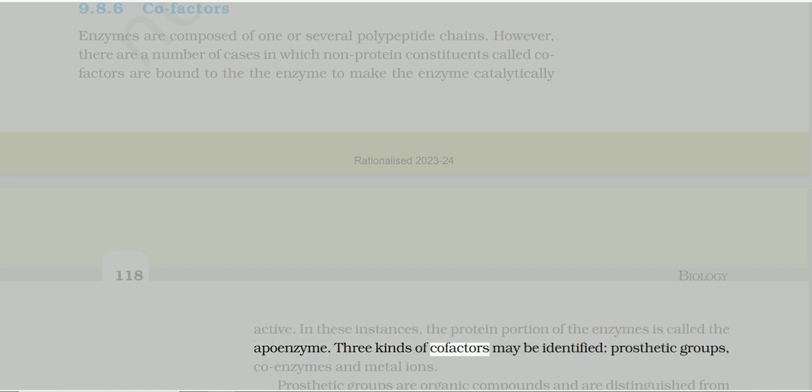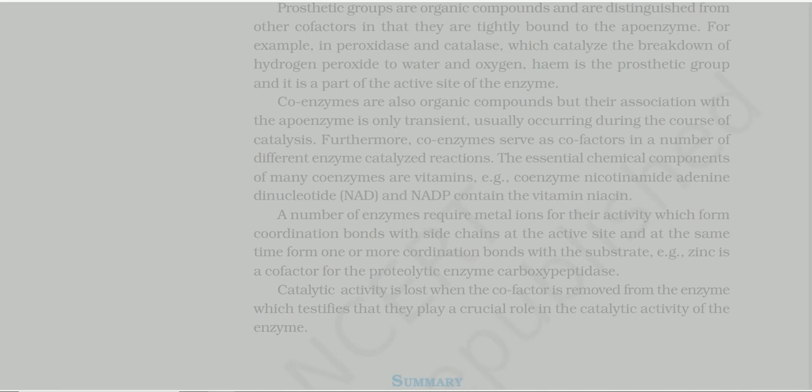Three kinds of cofactors may be identified: prosthetic groups, coenzymes, and metal ions. Prosthetic groups are organic compounds and are distinguished from other cofactors in that they are tightly bound to the apoenzyme. For example, in peroxidase and catalase, which catalyze the breakdown of hydrogen peroxide to water and oxygen, heme is the prosthetic group and it is a part of the active site of the enzyme.